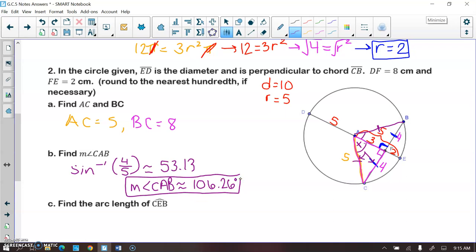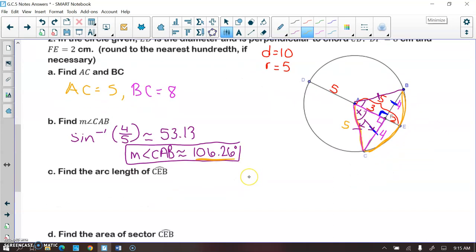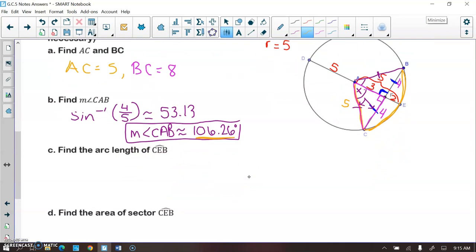Now they want the arc length of CEB, which is the arc across from that 106.26 degree angle. So we're going to use that along with the arc length formula. S stands for arc length, and that's going to equal our angle over 360 times 2 pi r. My radius, remember, was 5.